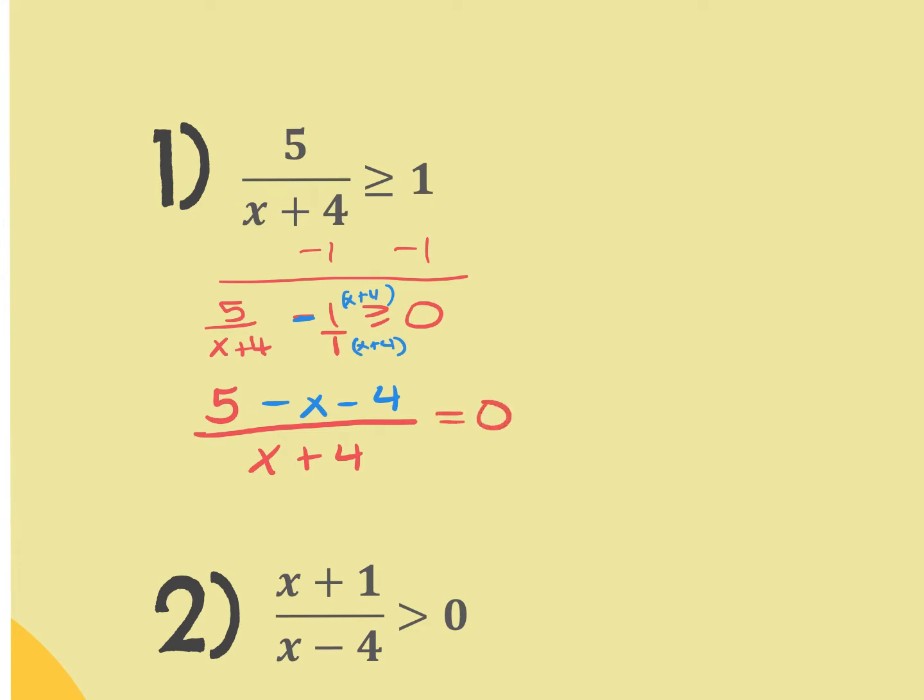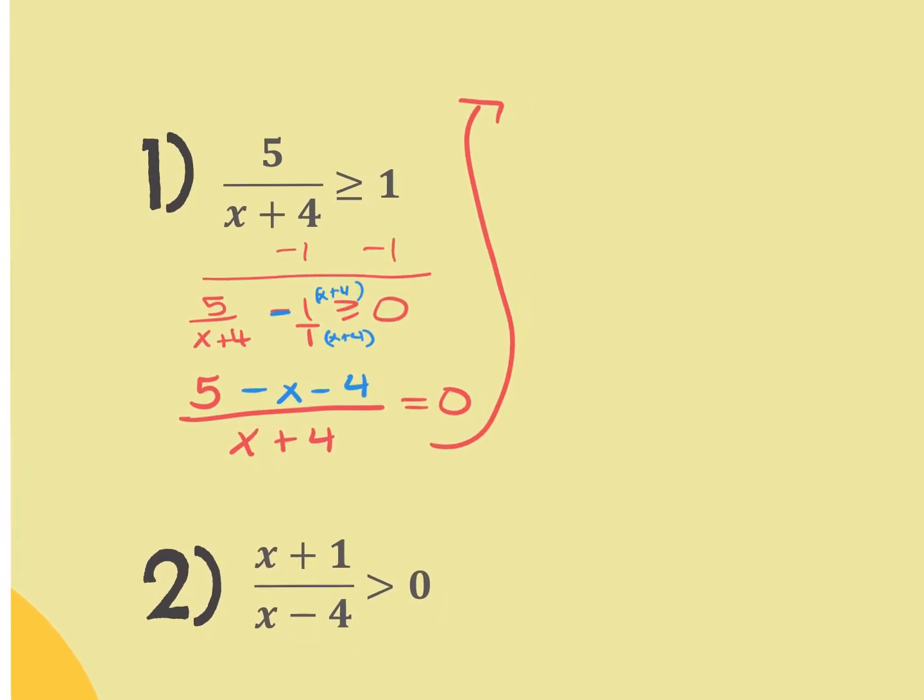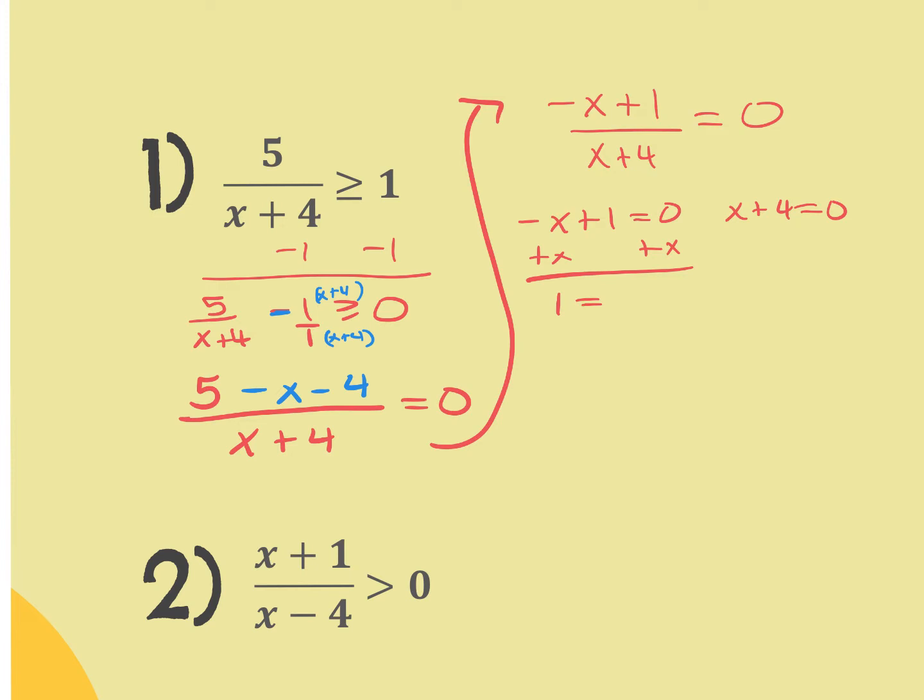And now I'm going to combine my like terms in the numerator. Let me go ahead and move it on up here to the top. So I'm going to combine my 5 and negative 4. So now I'm left with negative x plus 1 over x plus 4. I now set the numerator equal to 0 and the denominator. So now if you just want to add the x instead of subtracting 1 and then dividing by negative 1.